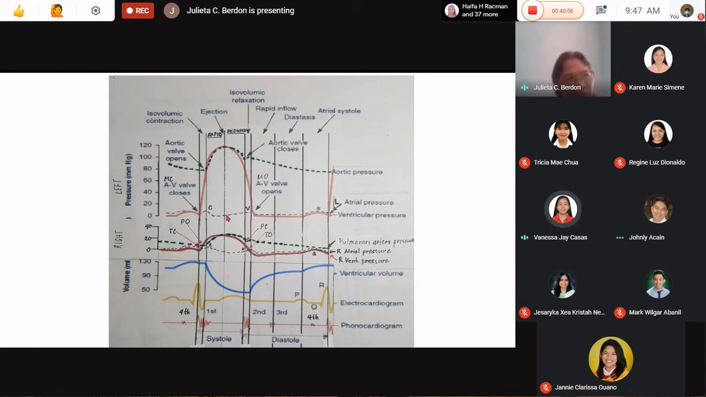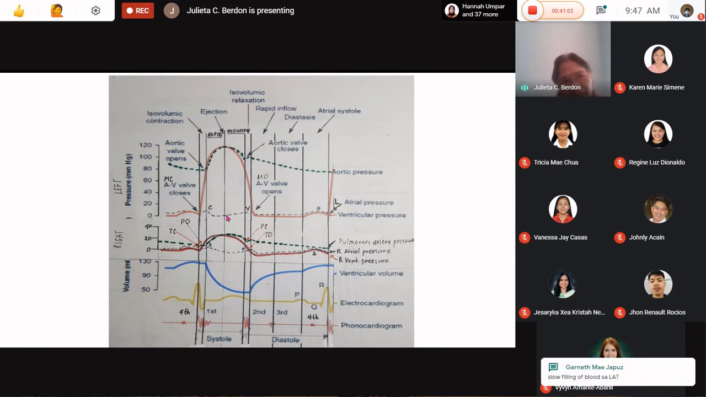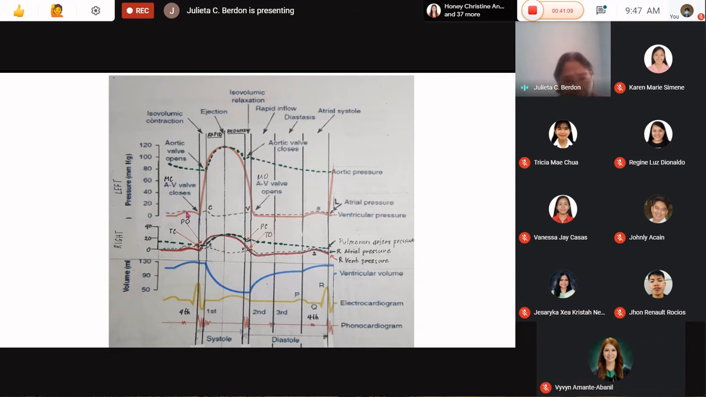Atrial filling. The atrium gradually receives blood from the veins, from the pulmonary veins. On the left side, the blood coming into the left atrium is from the lungs, right? Remember, you have 4 pulmonary veins draining into the left atrium, so it is receiving blood from the lungs. It gradually increases, and the pressure in the atrium is no longer equal to that in the ventricle.